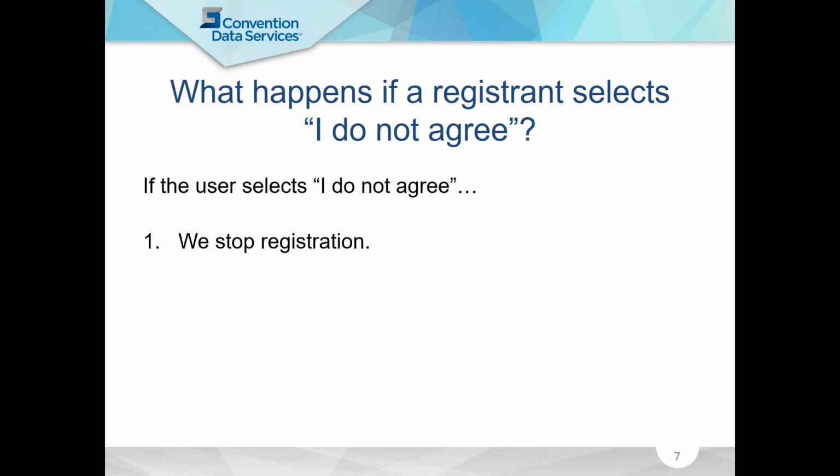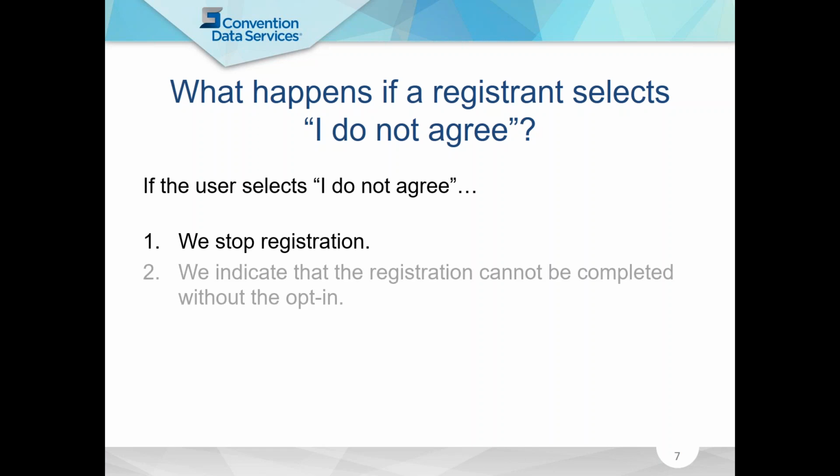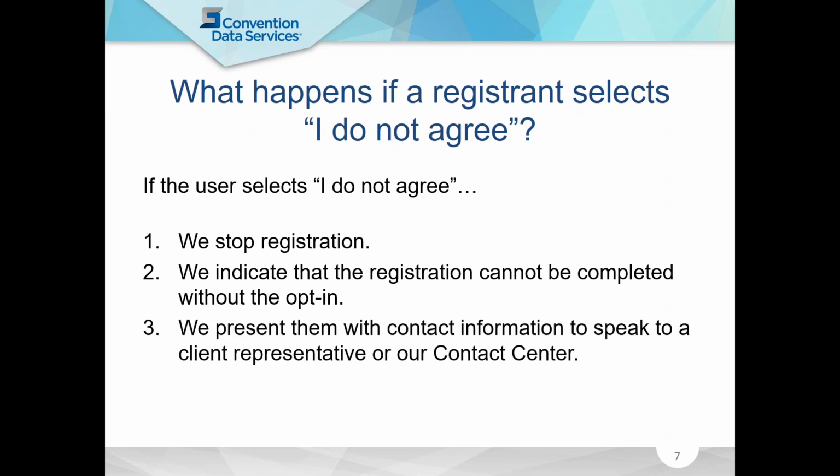At this point in the process, without agreement, we are not allowed to store the registrant's data in our system. So at this point, we have to stop registration. We then indicate to the registrant that registration can't be completed without a GDPR opt-in. And this will come up as a message on screen to the registrant. We also present them with contact information to speak to either your representative or someone from our contact center.